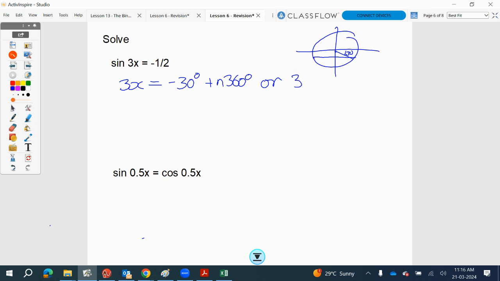But we also have extra logic in this one, in that you also get a set of solutions at 180 minus the principal solution. So 180 minus minus 30 degrees plus n 360. That's going to be at 210. It's over here.